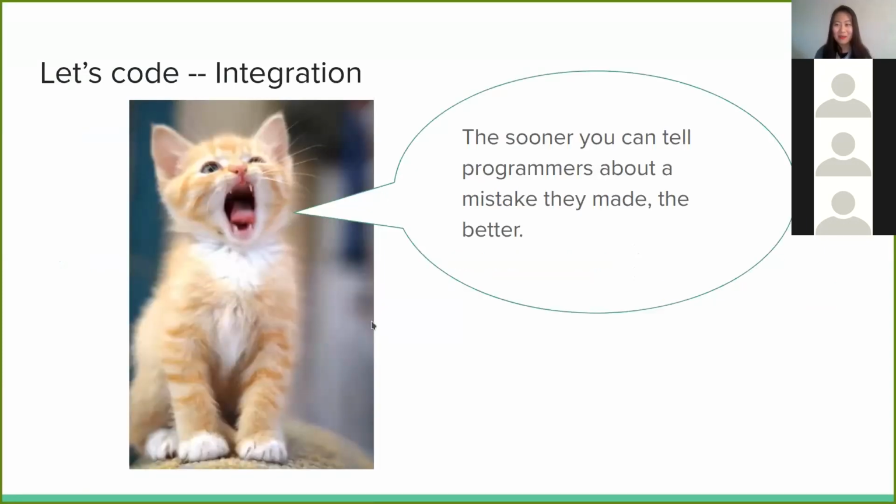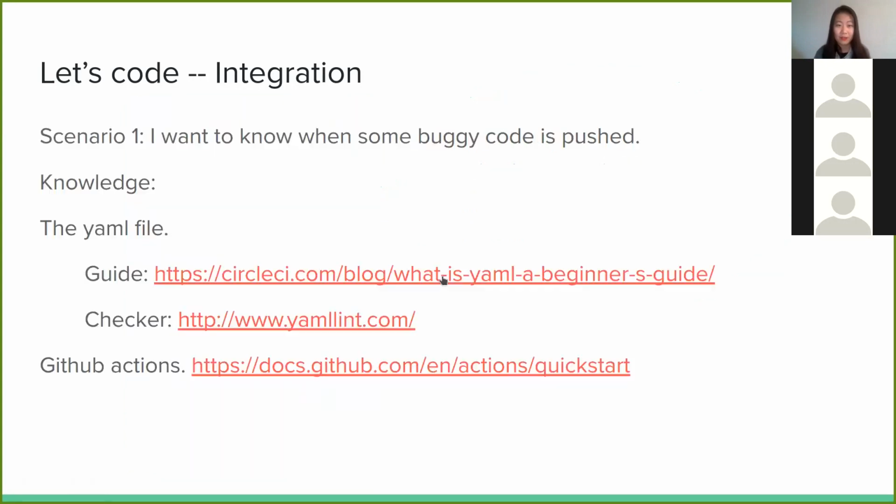I guess that's it. That's enough about theory. A very great programmer whose name I can't remember once said, the sooner you can tell programmers about mistakes they make, the better, right? So, okay, cool. Let's just try to set up a pipeline for our code. Okay, so I come up with some scenarios. First one is, I want to know when some buggy code is pushed. Okay, let's try that.